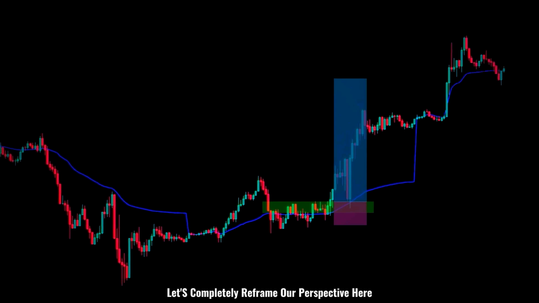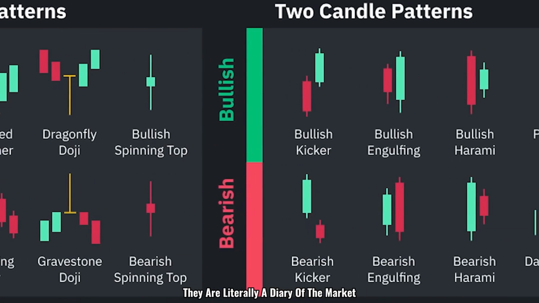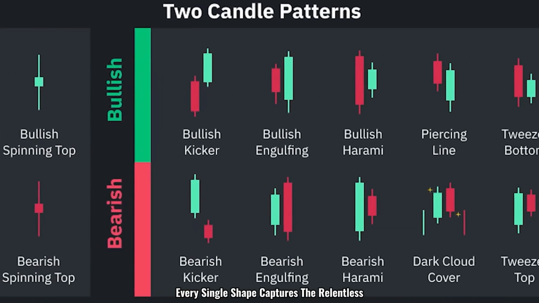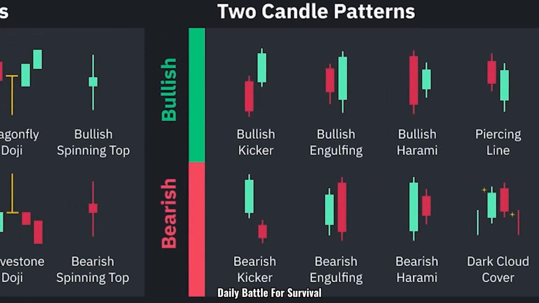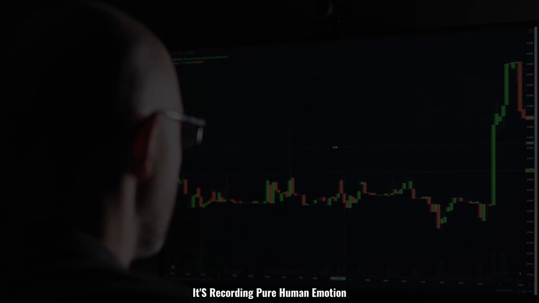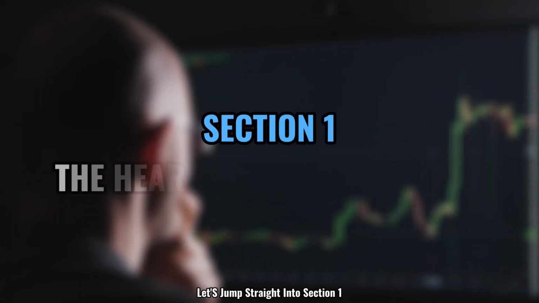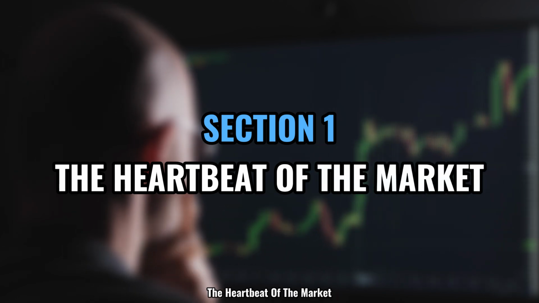Let's completely reframe our perspective here. These shapes aren't random. They are literally a diary of the market. Every single shape captures the relentless daily battle for survival between millions of buyers and sellers. It's recording pure human emotion, fear, and greed, right there on the screen for us to read. Let's jump straight into section 1, the heartbeat of the market.